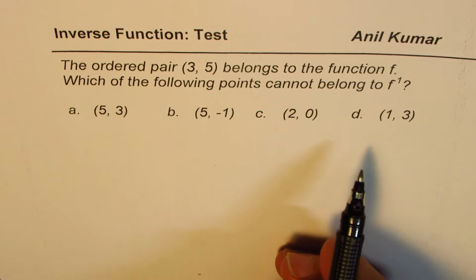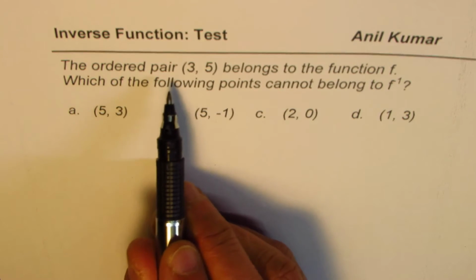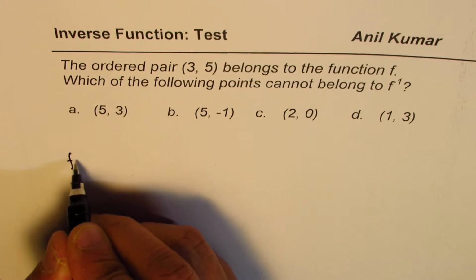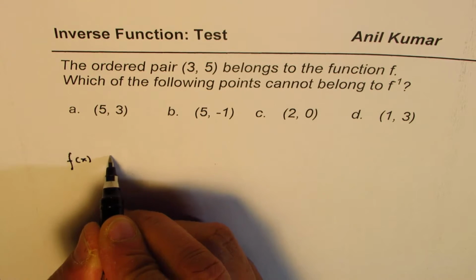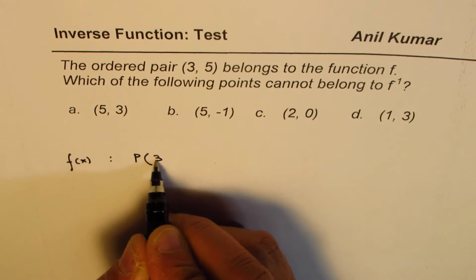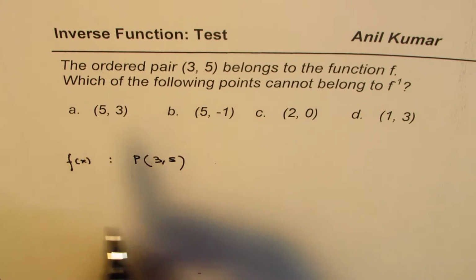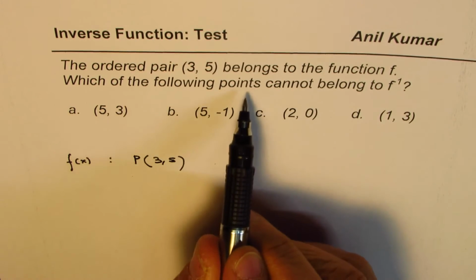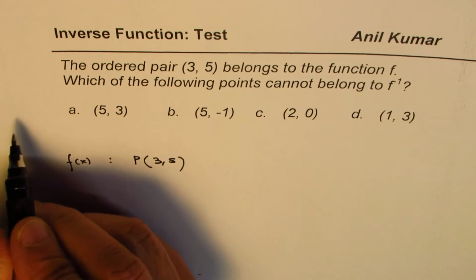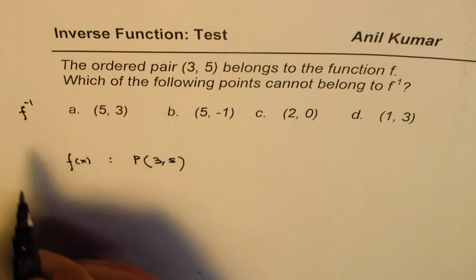So let's read the question once again. It says, the ordered pair (3, 5) belongs to the function f of x. So we have function f of x on which we have a point, let's call this point P, which is (3, 5). Now it says, which of the following points cannot belong to f inverse? So these points are on f inverse.